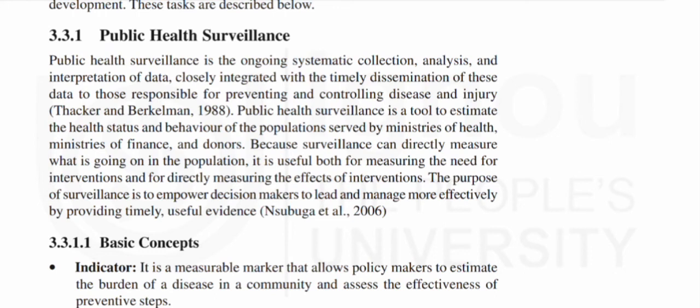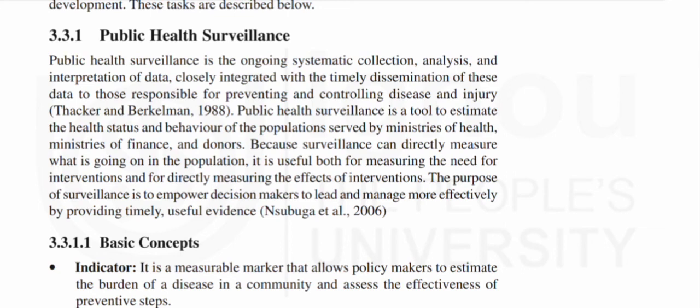Thacker and Berkelman, 1988. Public health surveillance is a tool to estimate the health status and behavior of the population served by ministries of health, ministries of finance, and donors. Because surveillance can directly measure what is going on in the population, it is useful both for measuring the need for interventions and for directly measuring the effects of interventions. The purpose of surveillance is to empower decision makers to lead and manage more effectively by providing timely, useful evidence.